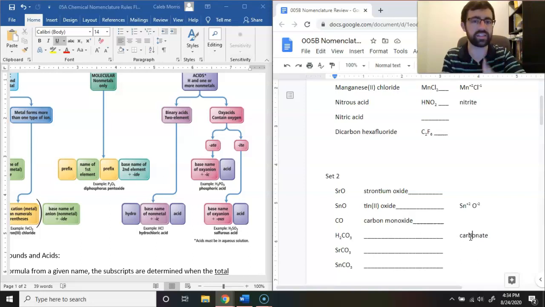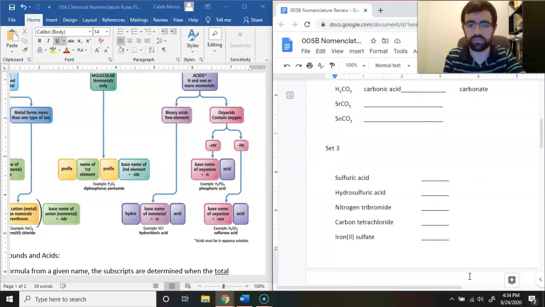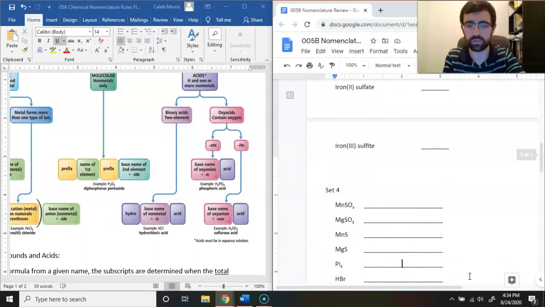So that sentence that we remembered: ate changes into ick, because I ate something icky. So we're going to use the base name of this, which is carbon, and we're going to replace the ate with ick. So this is carbonic acid. That's carbonic acid. I'm going to skip a few of these and find one that's maybe a little more tricky.